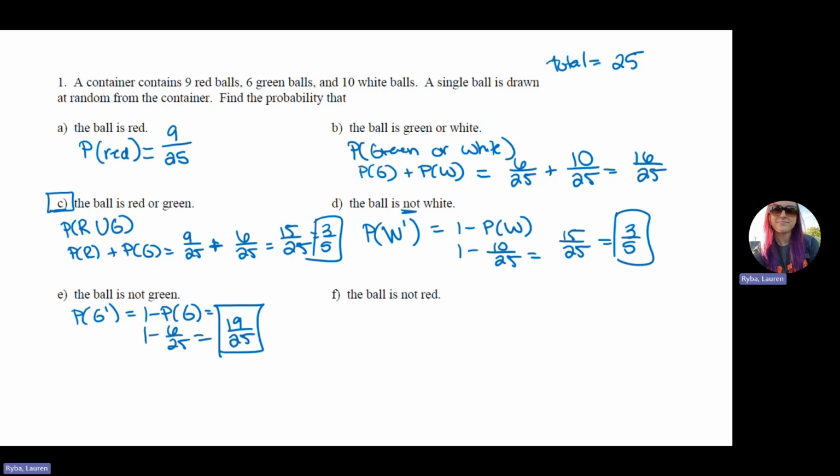And then the last complement we have here, the ball is not red. So P, probability of red complement, 1 minus the probability of red. Red is 9 out of 25, so 1 minus 9 out of 25. If it's not red, it has to be green or white, which is this guy up here. 16 out of 25.